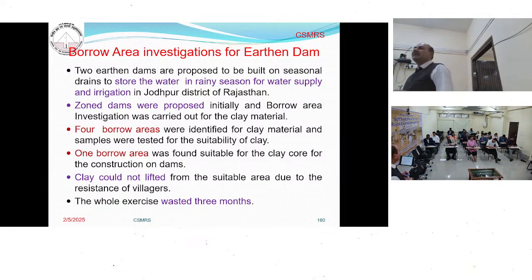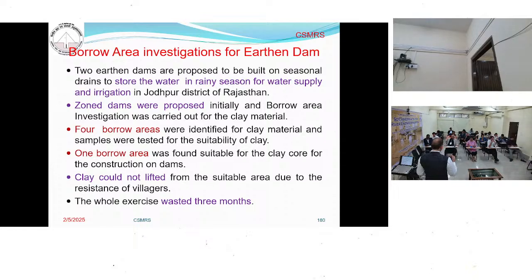Initially, because it is Rajasthan and rocks are easily available, we were to design a zoned dam. The only thing required was the clay, so that we can make the core. The project authority identified a certain area. We collected the samples. They identified four borrow areas, and based upon the laboratory investigation, we told them one area is good and we can use this material. That exercise took 3 months.